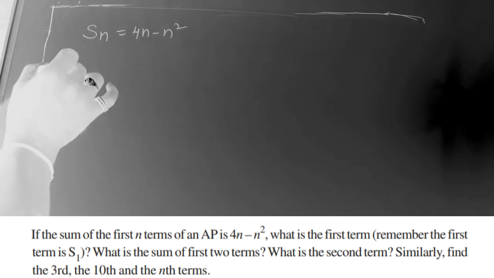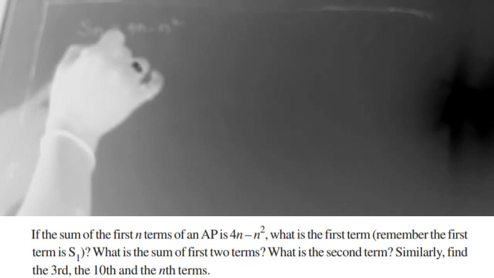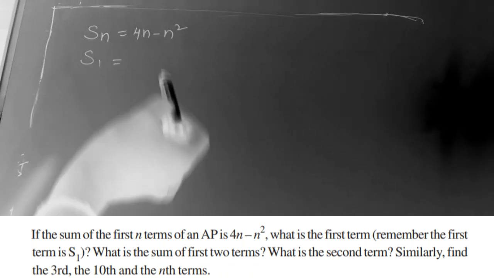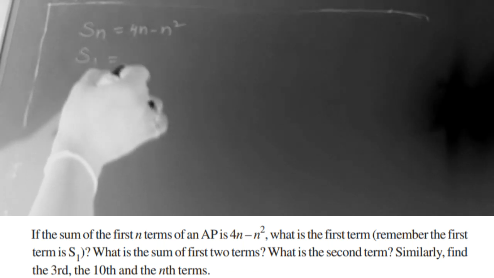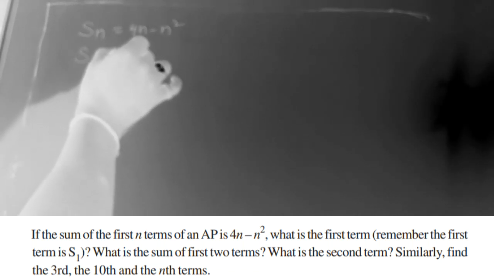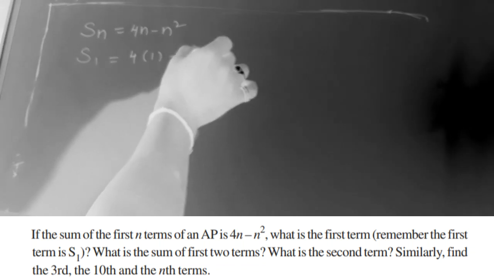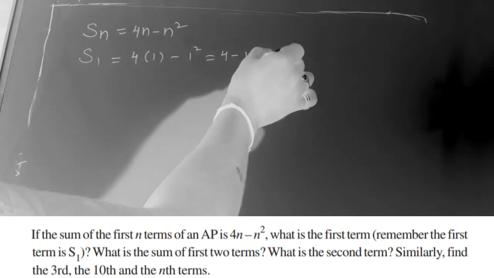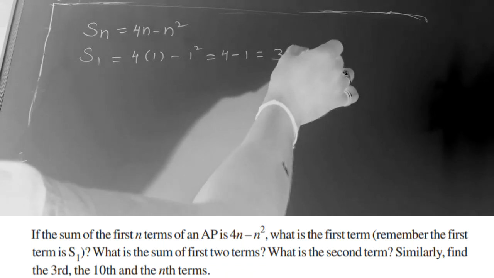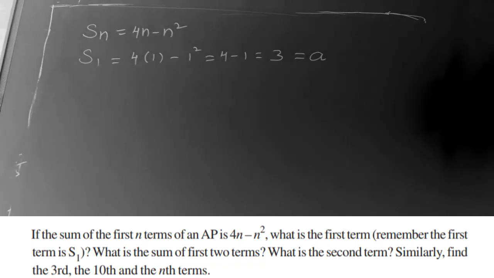So now we will calculate the sum of first term. S1 is nothing but the first term of the series. So that is 4 into 1 minus 1 square. 4 into 1 is 4. 1 square is 1 again. 4 minus 1 is 3. So this is nothing but the first term of the series.